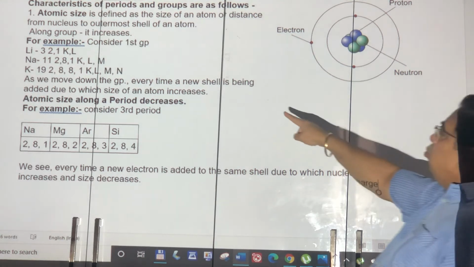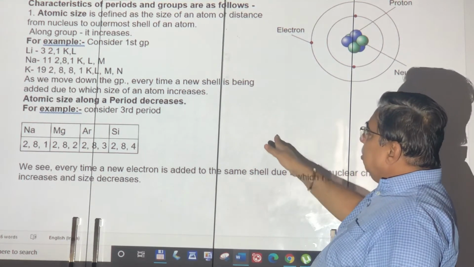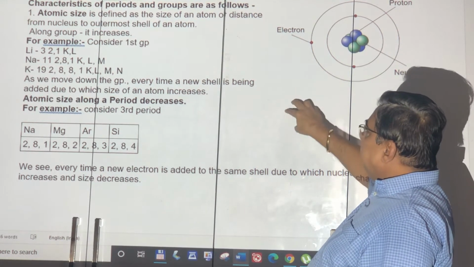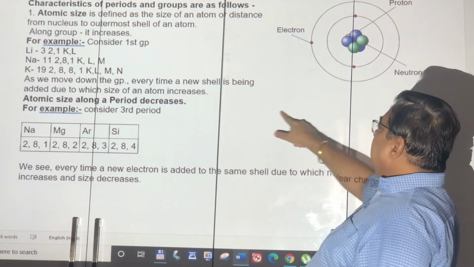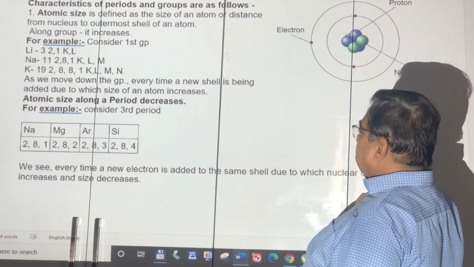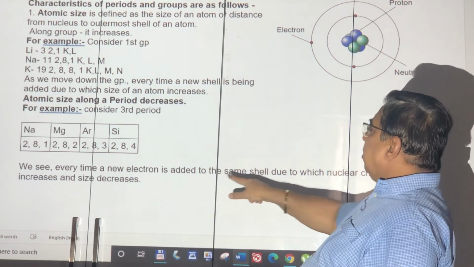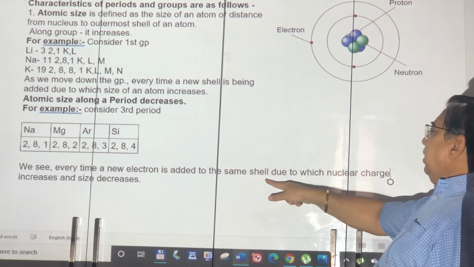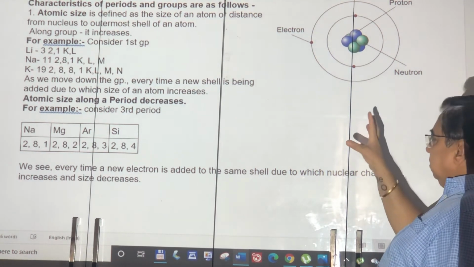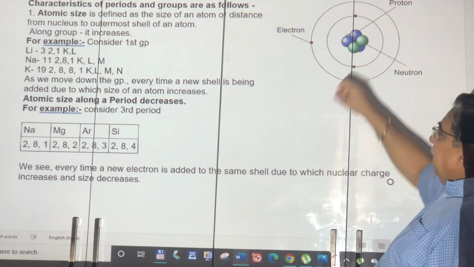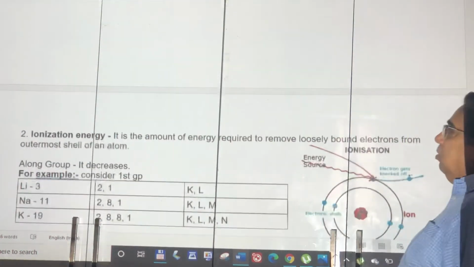As we move down the group, a new shell is added, and the size goes on increasing. Along a period, size decreases, because every time a new electron is added to the same shell, the nuclear charge increases, it attracts more, and size decreases.